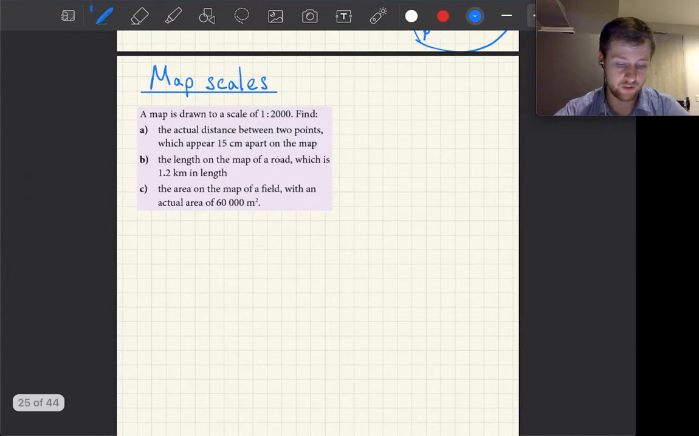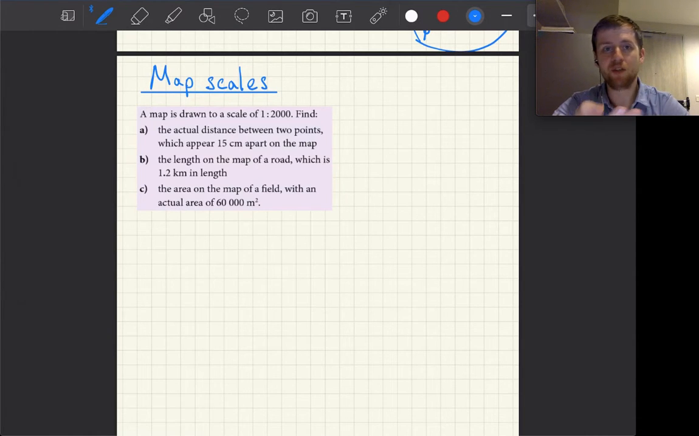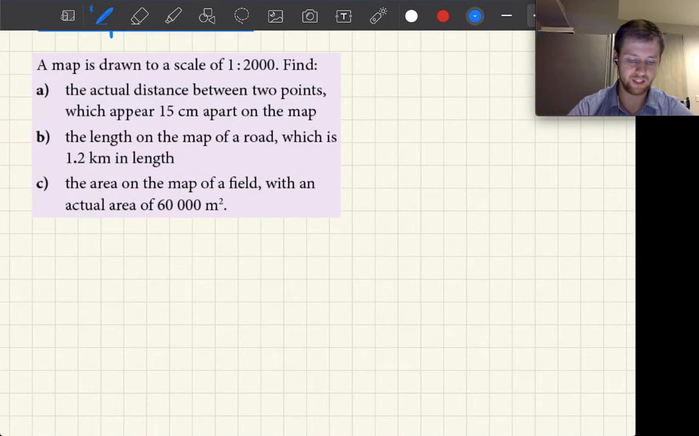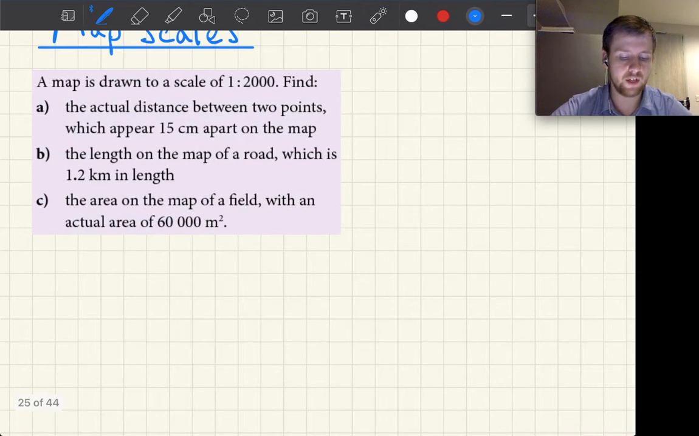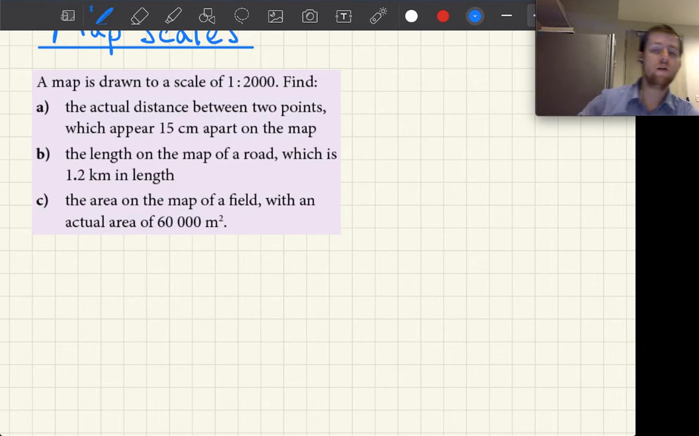Map scales, finally. So yeah, map scales are also connected to proportions and ratios, which is actually why they are in the same topic. So let's just do this question quickly. A map is drawn to the scale of 1 to 2000. Find the actual distance between 2 points which appear 15 centimeters apart on the map.